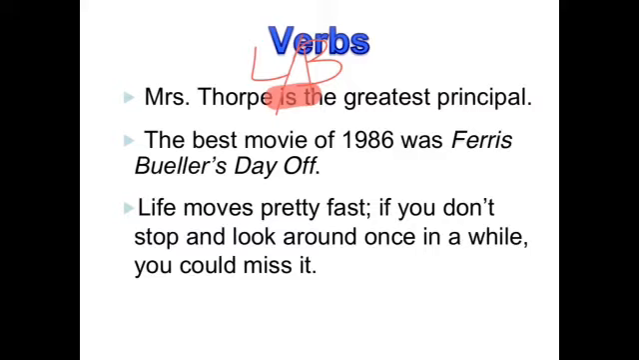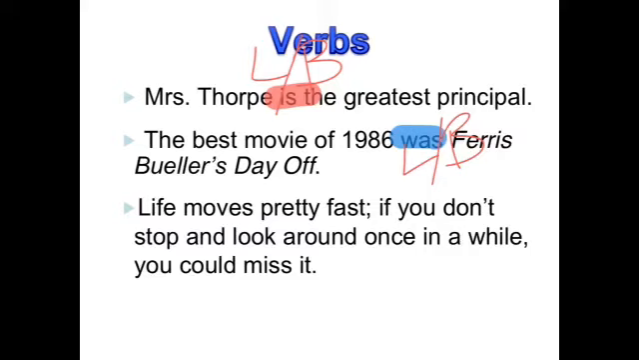Our next sentence. The best movie of 1986 was Ferris Bueller's Day Off. That is also quite true. And what would be our verb? Was. Nicely done on that one also. And here was is going to once again be a linking, boring verb, straight from the list. The last one, we have a little mix coming up.